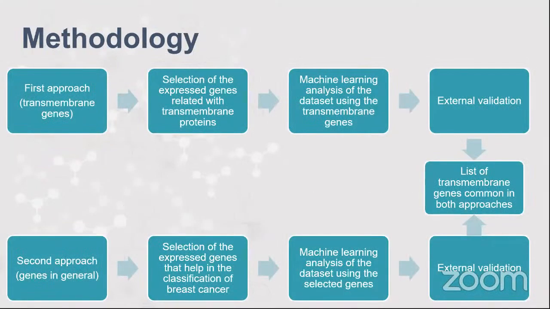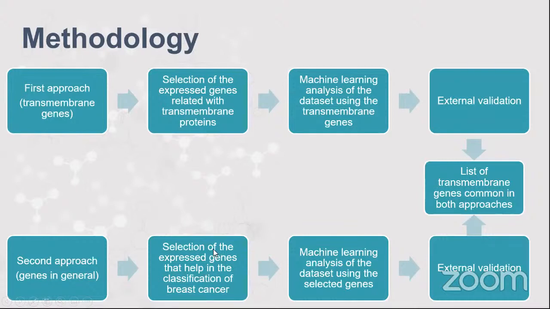And the methodology consists of two approaches. The first approach involves the selection of transmembrane proteins from the annotation of the genes that are present in a dataset, then performing some machine learning analysis using these selected genes, and then validating all these genes with another dataset in order to see if the machine learning and the genes are performing in a proper manner.